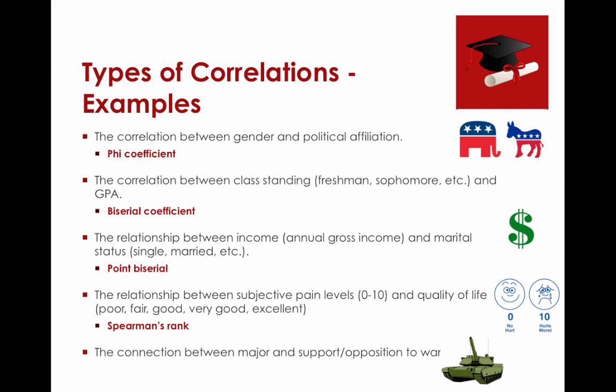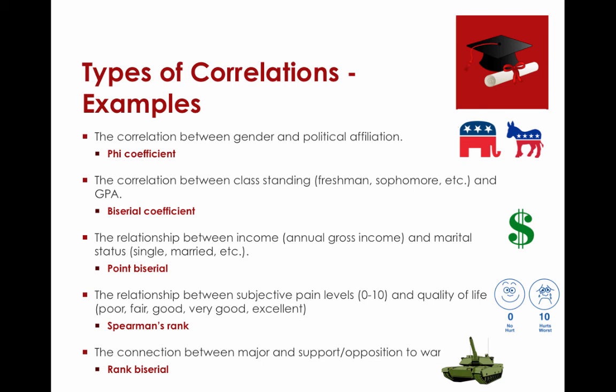So our last scenario, the connection between major and support or opposition to war. And when I say major, I mean health science, communications, biology. That's what I mean by major. And support or opposition to war: strongly support to strongly oppose. Well, if you think about major, these are just groups, categories, so that's going to be nominal. And support or opposition to war, strongly oppose all the way to strongly support, as we saw in our previous assignments, is ordinal. So in this case, we're going to conduct a rank biserial correlation coefficient.